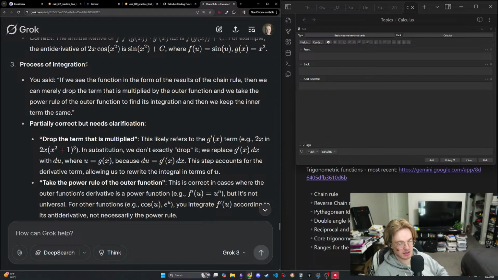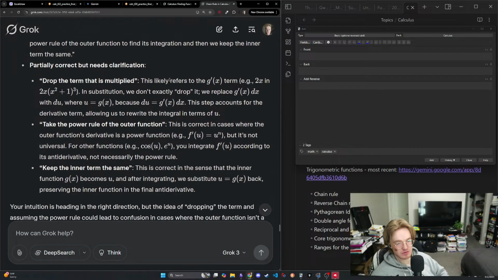Partially correct, but needs clarification. Drop the term that is multiplied. This likely refers to the g prime of x. We don't exactly drop it. We replace it with du, where u equals g of x. Oh, so d is the derivative. This step accounts for the derivative term, allowing us to rewrite the integral in terms of u.